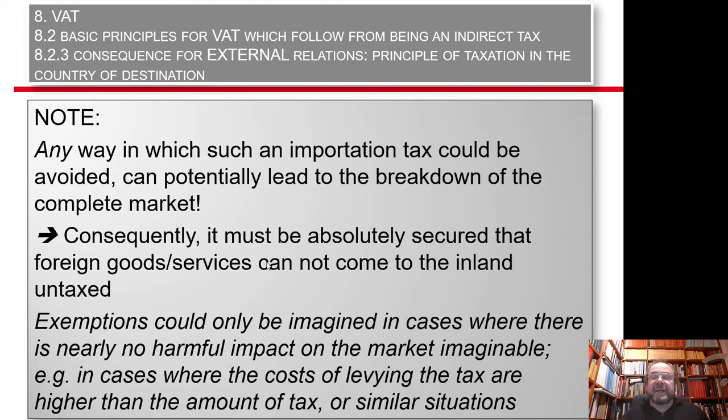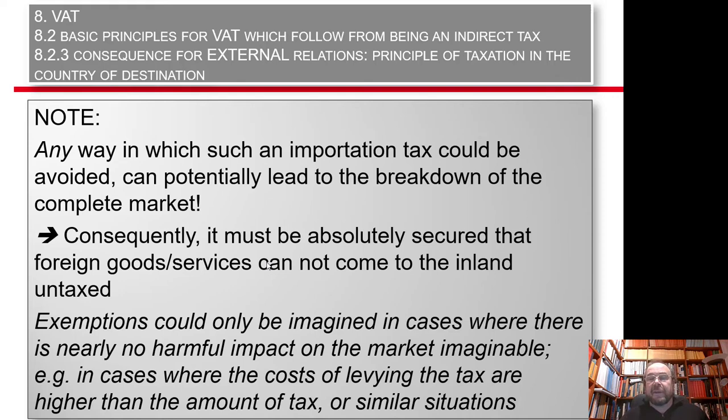You can't underestimate the drastic consequences which would happen if one could avoid such an importation tax. If any small good can enter the country without being taxed at the border, that potentially leads to the breakdown of your complete market in that sector. So you must absolutely make sure that foreign goods cannot come into the inland untaxed. The only exceptions which you could make are those where it really plays no role.